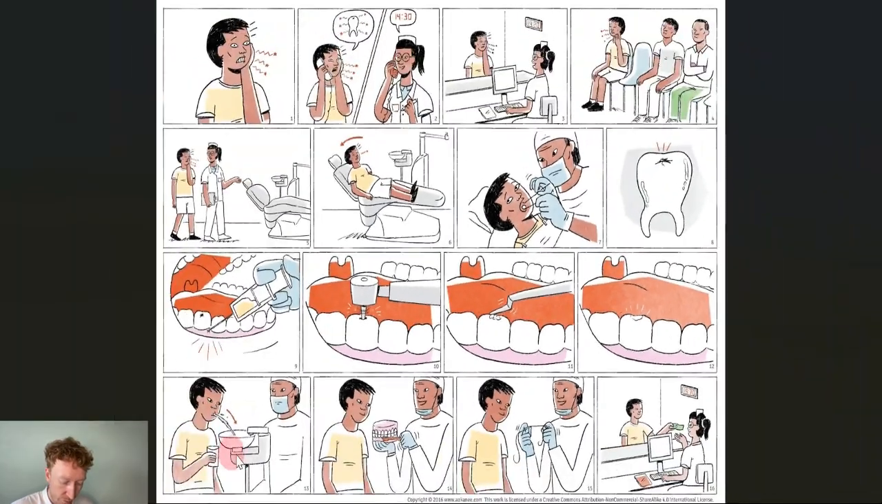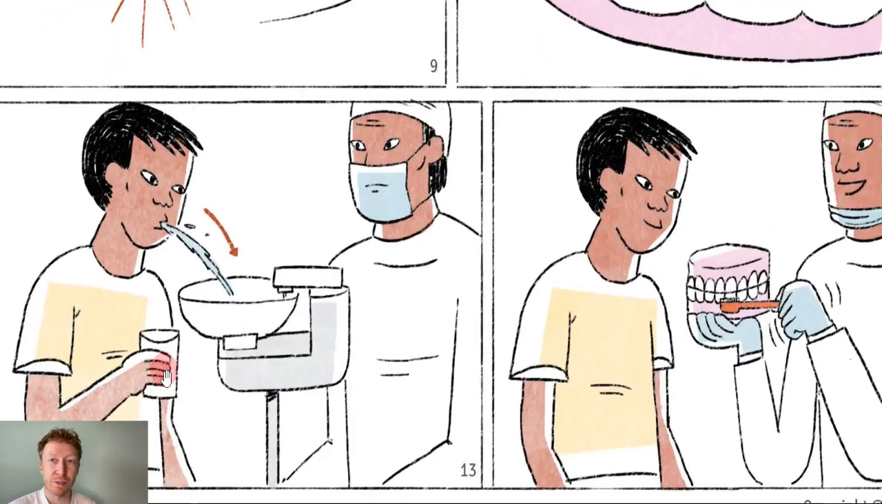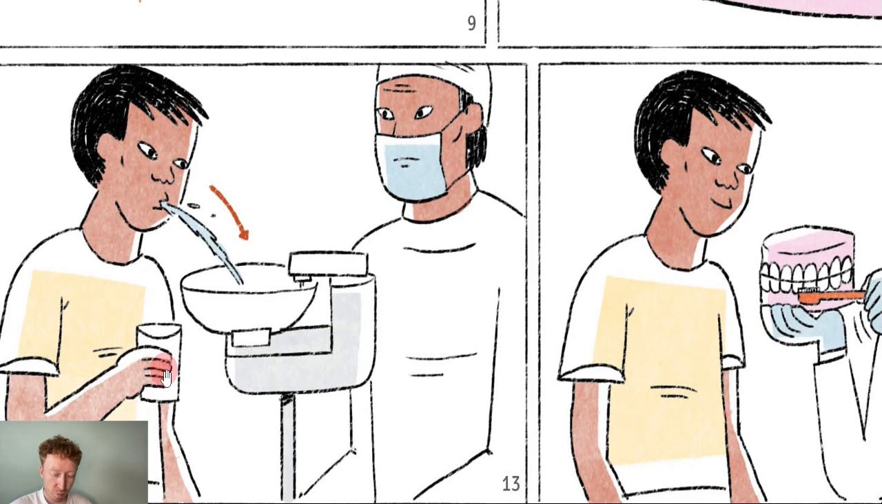Finally, the operation has finished now. So the problem is fixed. And so the man here, he spits out some water. He spits it into the sink here. There's a little sink for him to spit the water out into. And this cleans his mouth. You know, it is to clean his mouth.